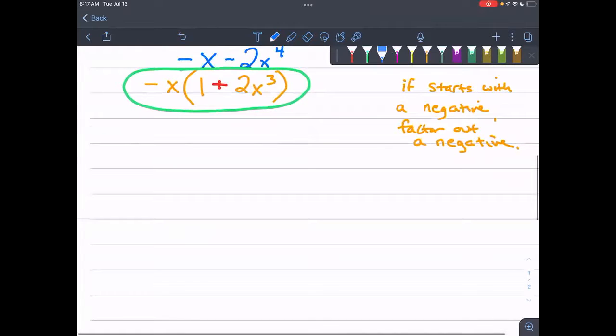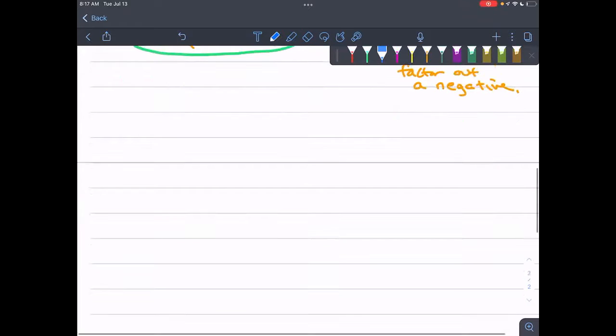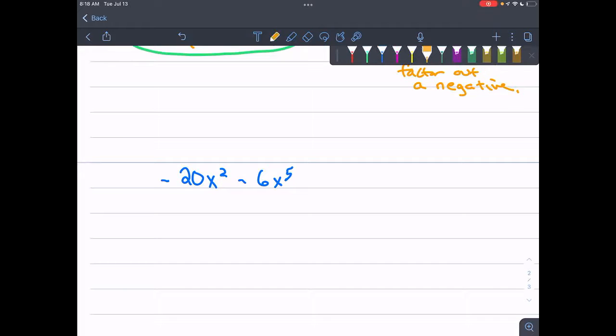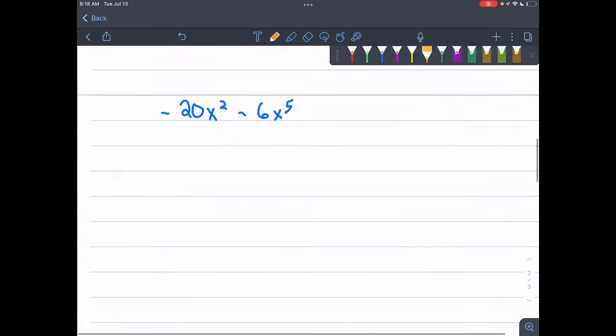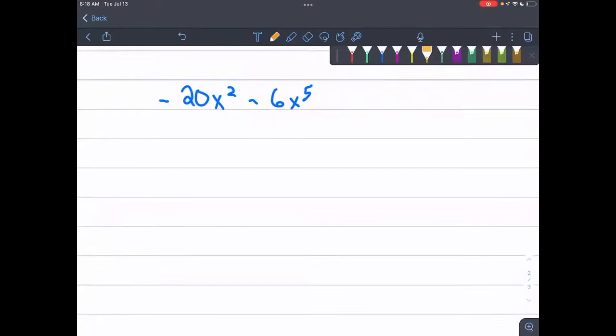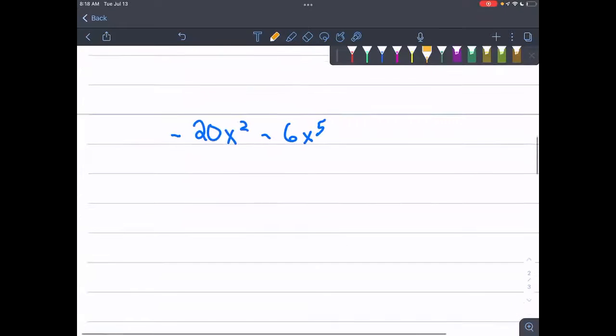Do another one of those. Negative 20x to the second minus 6x to the fifth. Nothing new here. So if you want to try to beat me to the answer, I'm not going to be explaining anything I haven't already said.